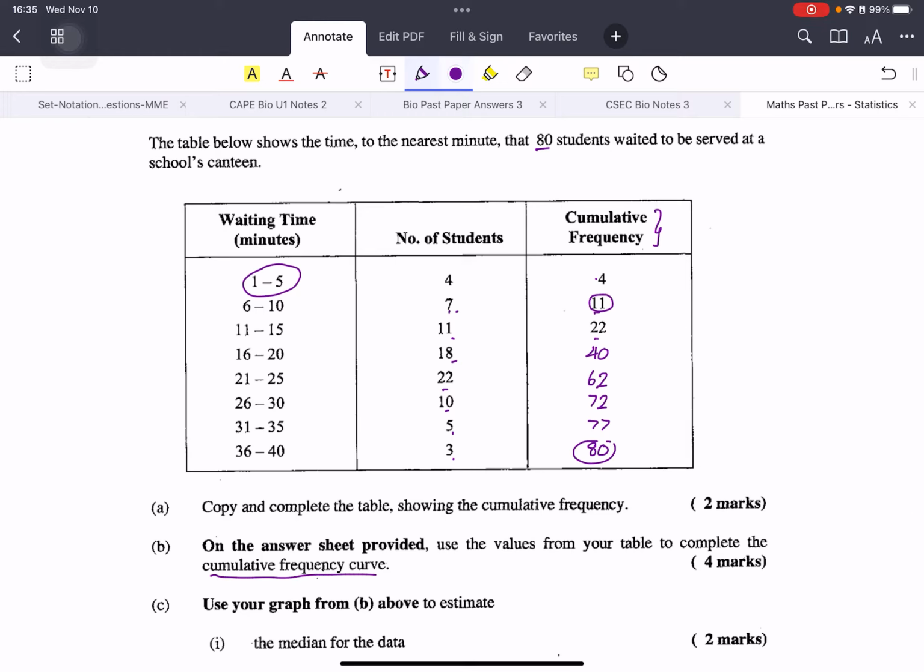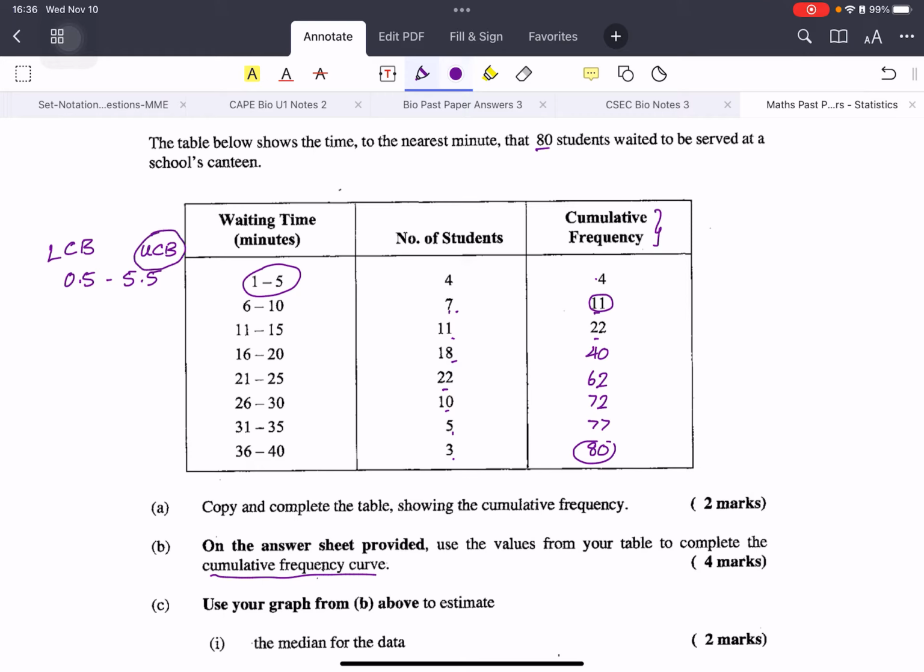There's a lower class boundary and an upper class boundary, and we go 0.5 below and 0.5 above the class. So for example, the class boundaries of this first class, 1 to 5, would be 0.5 to 5.5. This is your lower class boundary, upper class boundary. Okay, and so it will go for all the classes. In the cumulative frequency curve, we pay attention to the upper class boundaries.